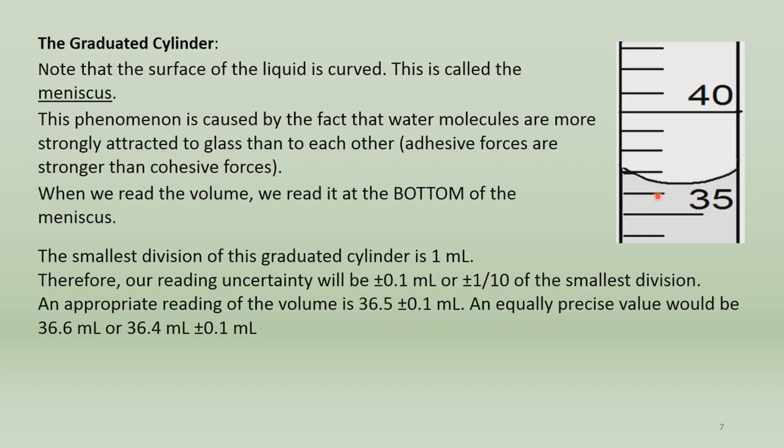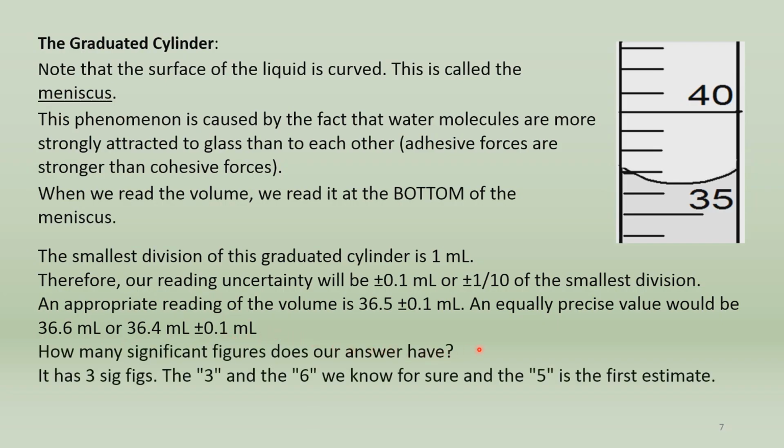Now, an equally precise value would have been, say, 36.6 or 36.4 plus or minus 0.1. So how many sig figs does that have? Well, it has 3, because the 3 and the 6 are known for sure, and the first estimate, 0.5, is also significant.